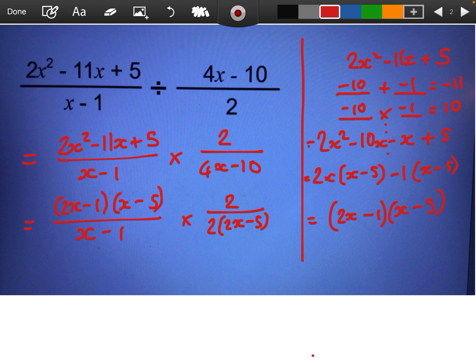Now, if I'm honest with you, this example isn't the best because there really isn't a lot that cancels. All we can really cancel is the 2 and the 2, okay? The x minus 5 can't cancel with the 2x minus 5, they're different. The x minus 1 can't cancel with the 2x minus 1, they are different. Therefore, all that is left for us to do is just do our multiplication and leave our answer as follows. Okay, and that's it. That's the whole of division of fractions. Literally, the only thing that's different is that first step from yesterday.